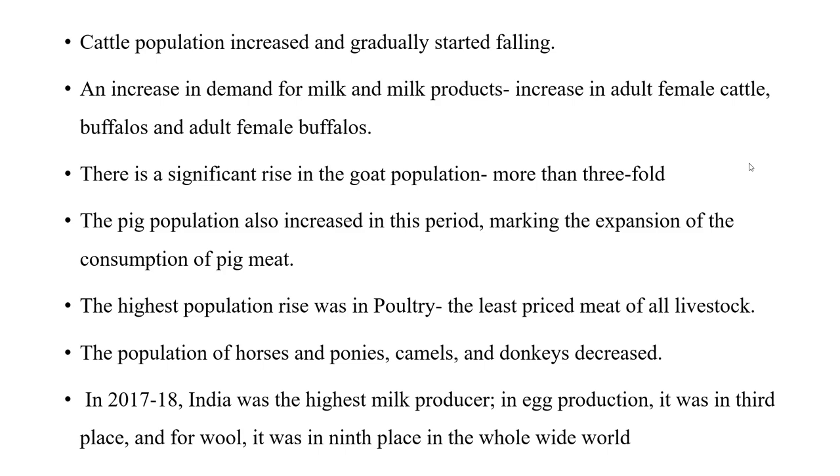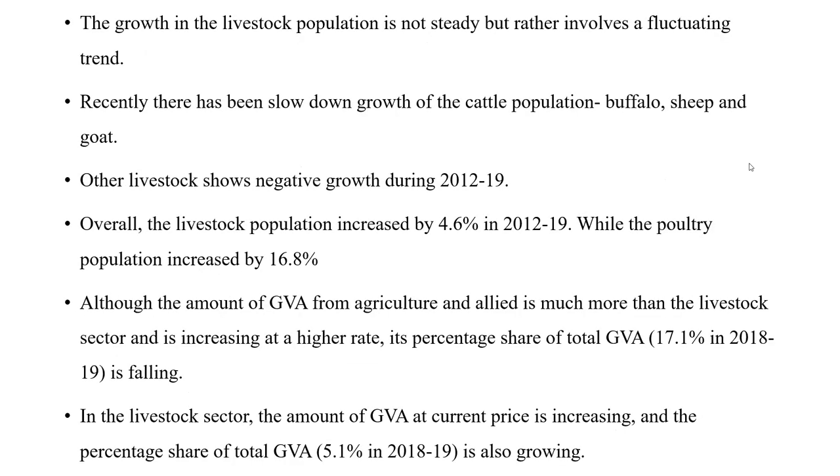In 2017-18, India was the highest milk producer. In egg, it was third, and in wool, it was ninth place in the whole world. The growth in the livestock population is not steady, but rather involves fluctuating trends. The species-wise increase in the population is different.